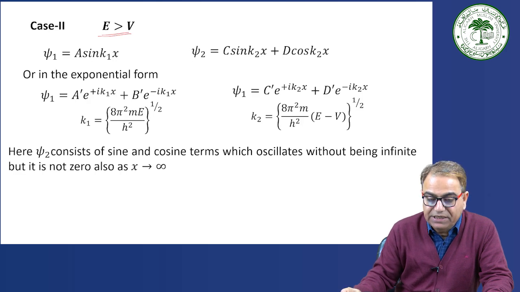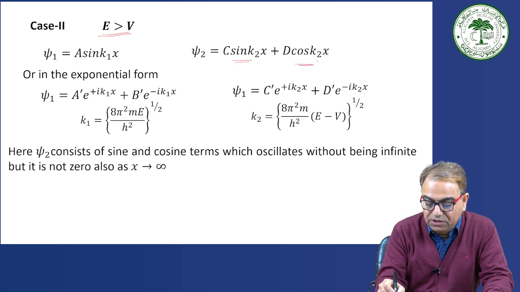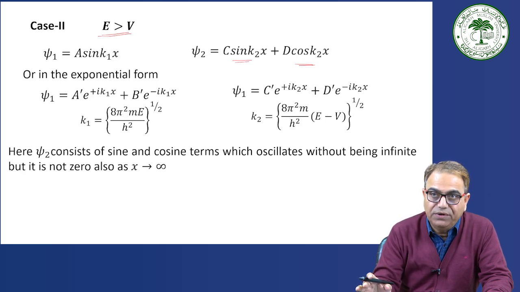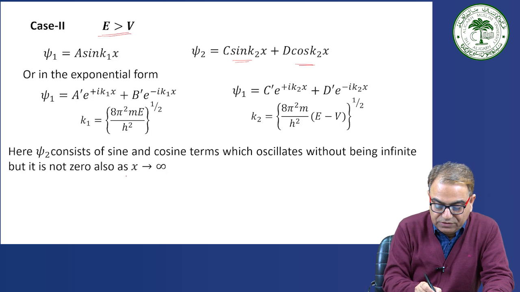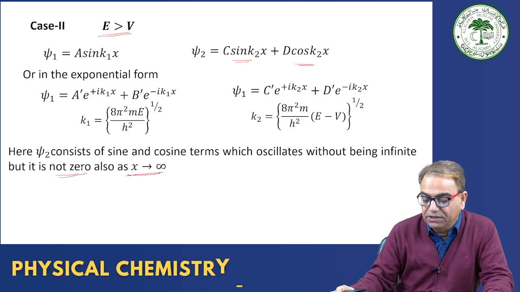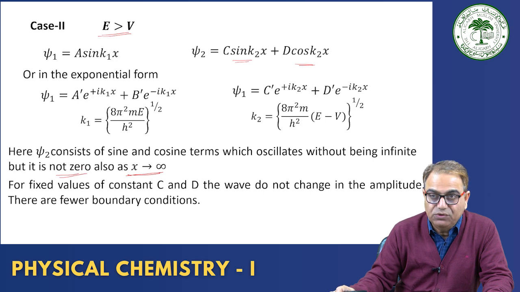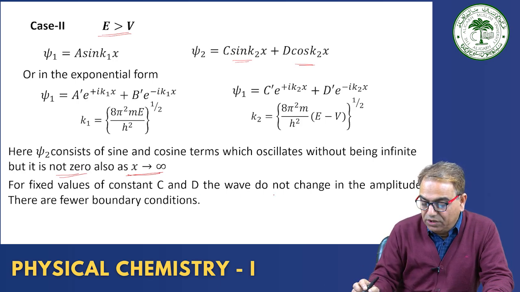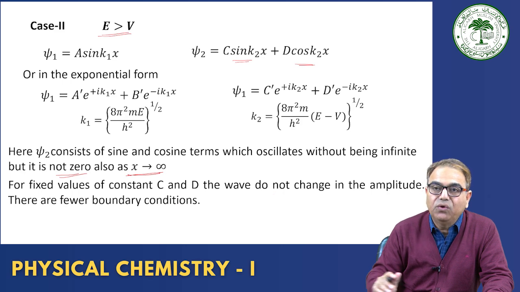Now here we say that psi 2 consists of sine and cosine terms, so it will oscillate without being infinite. But it is not zero even at x is equal to infinity. So you see, it is not zero even at x is equal to infinity. One of the conditions which you get is that for fixed values of constants c and d, the wave does not change in amplitude, and there are fewer boundary conditions.